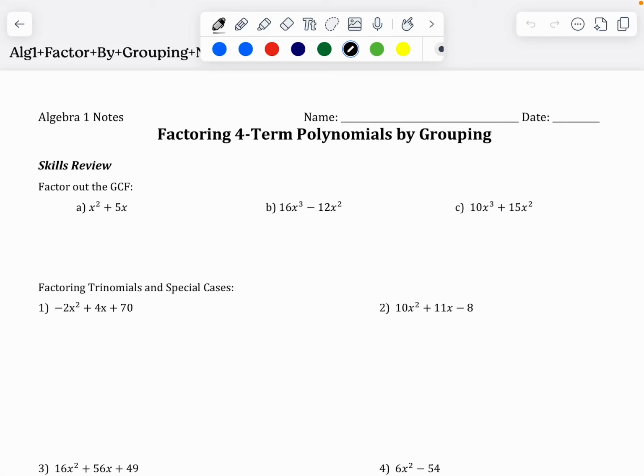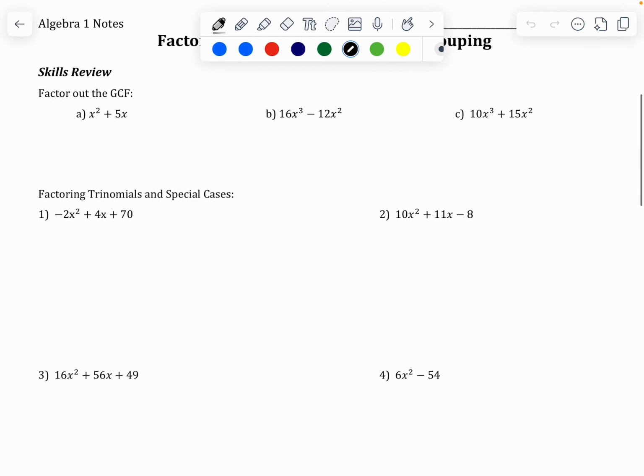Today we're going to talk about factoring four-term polynomials by grouping. Before we do that, we're going to look at some skills review. So at this time, I want you to take a couple minutes to pause the video, and I want you to work through the top part of your notes.